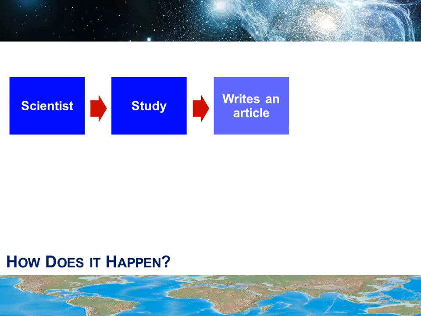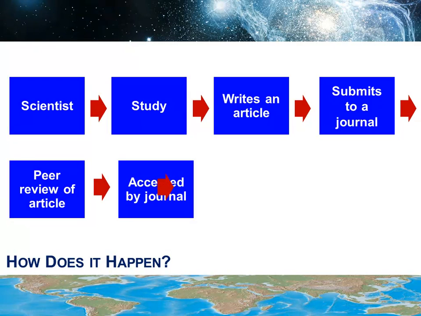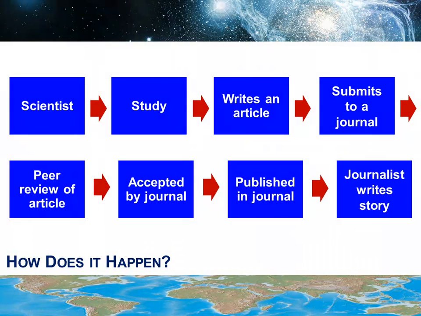For example, a scientist does a comprehensive study of populations and discovers that obesity causes an increased likelihood of premature death. He writes an article about his study and submits it to a journal. His article is reviewed by peers in his field to ensure the validity of the study. If the article is approved by the scientist's peers and the journal, it gets published in the journal. Journalists use these peer-reviewed health and science journals as a source for their stories.